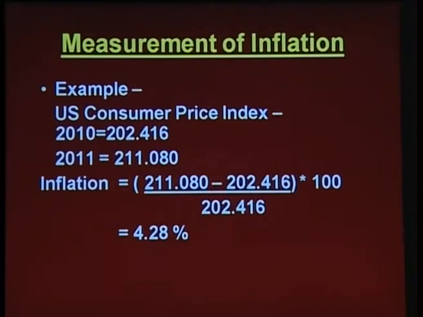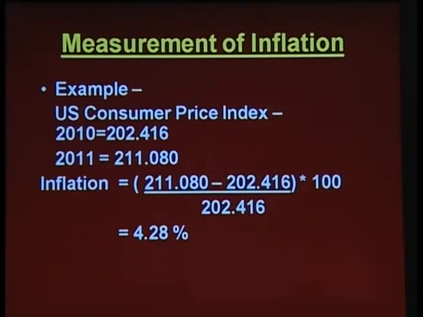As we discussed so long about inflation and the incidences of inflation, how do we compute the rate of inflation? The simplest example we can have is the United States Consumer Price Index. For example, if on 1st January 2010 the US Consumer Price Index is 202.416 and on 1st January 2011 it is 211.080, then inflation would be 211.080 minus 202.416, divided by 202.416, multiplied by 100, and that gives us 4.28% rate of inflation.